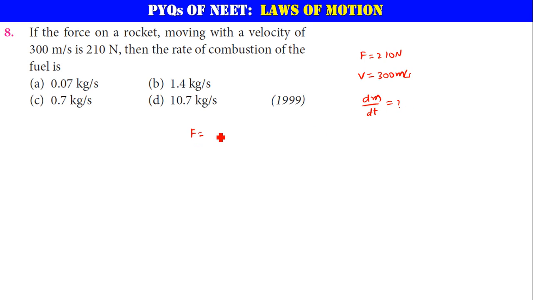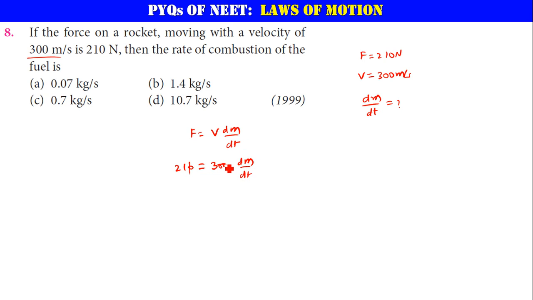Now let's consider Newton's second law of motion, where velocity is a constant here, so that's why we can take directly F is equal to v dm by dt. The other term will become 0 because velocity is constant. What is the force here? 210. What is the velocity? 300 meters per second. And what is dm by dt? That is what you need to find.